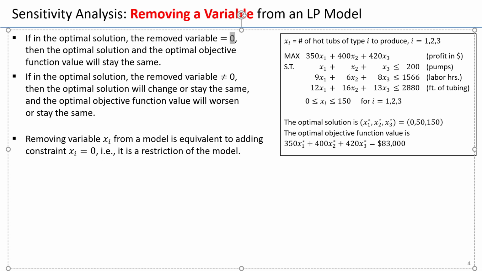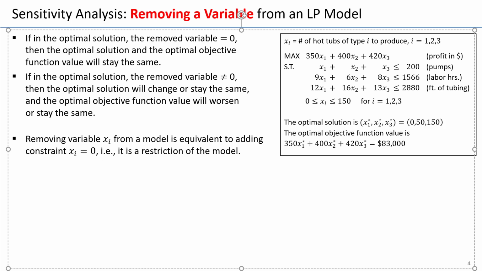However, if in the optimal solution the removed variable had a non-zero value, maybe positive, maybe negative, then the optimal solution will normally change, and the optimal objective function value will normally worsen. However, it is also possible, however unlikely, that the optimal solution will stay the same and the optimal objective function value will stay the same. It might, for example, happen when we have multiple optimal solutions.